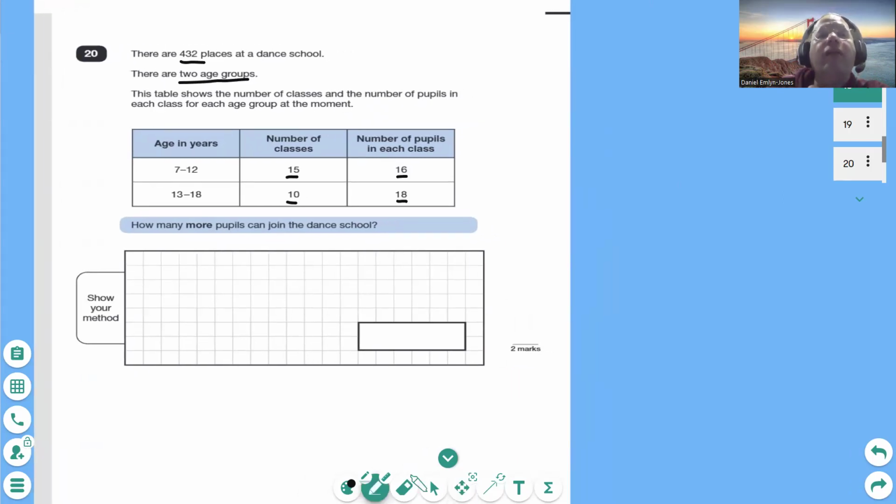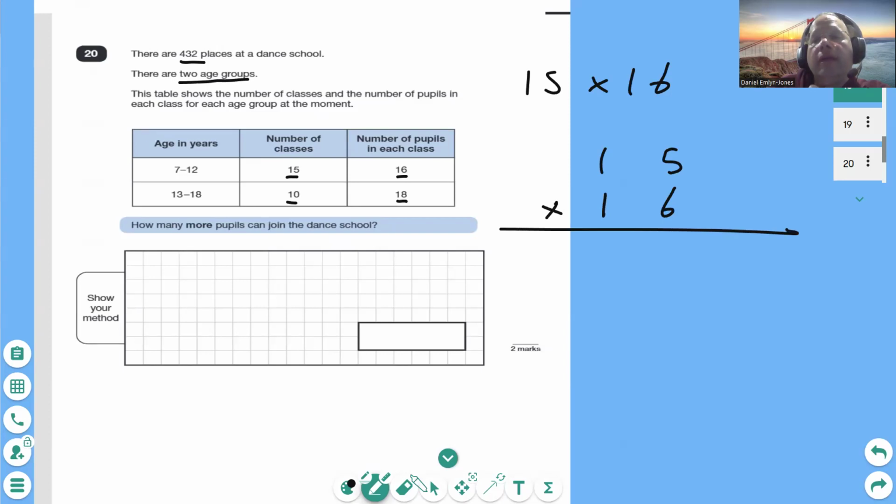So for the 7 to 12-year-olds, I'm going to scribble over here. Obviously, you do it nice and neatly in the box. 7 to 12-year-olds, there are 15 classes and 16 pupils in each class. So we have to do 15 times 16. And we do long multiplication. With long multiplication, we start with the 6. The unit, 6 times 5 is 30. The unit always stays, and we carry the 3. 6 times 1 is 6, add 3 is 9.